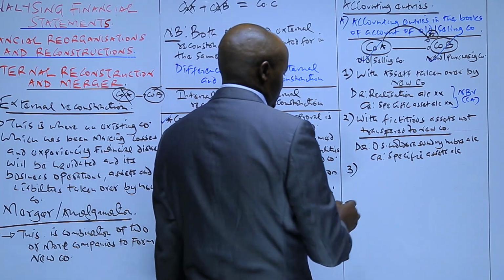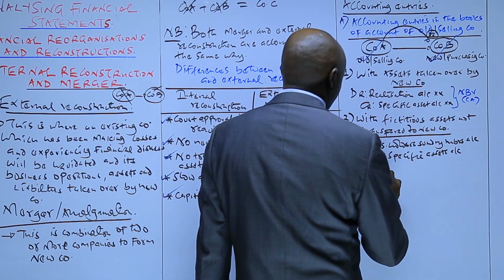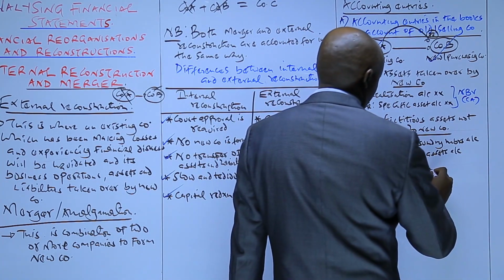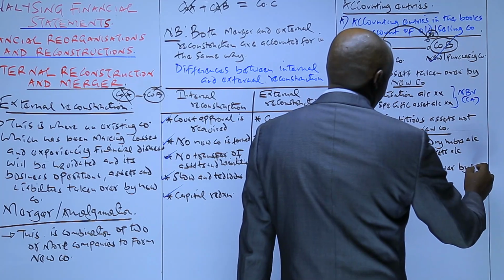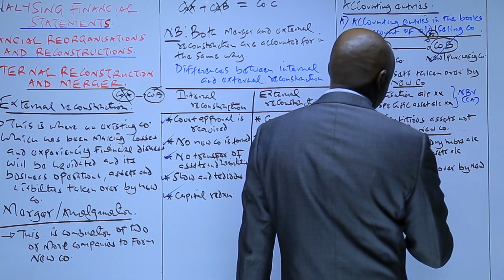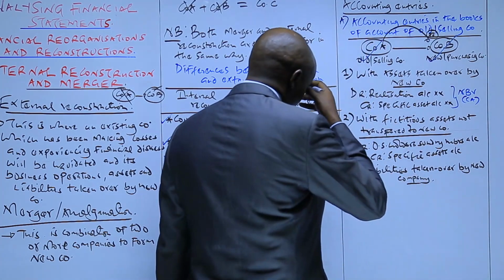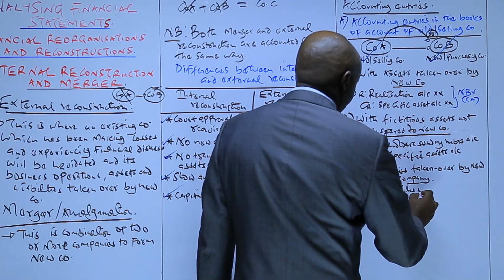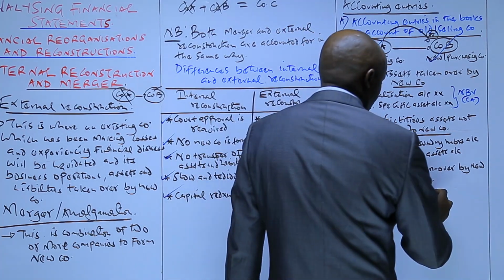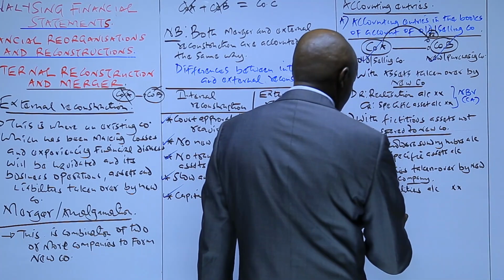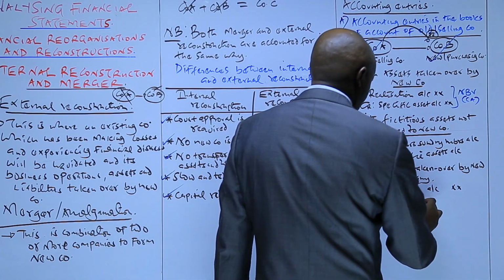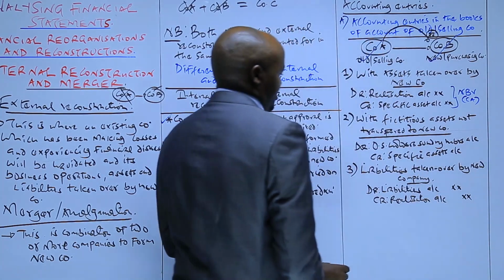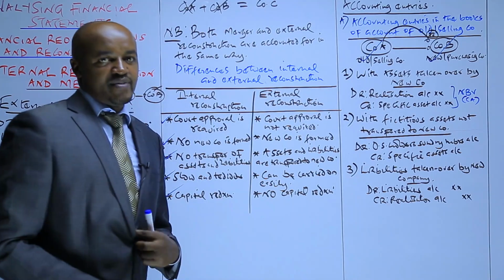And then from there we can now talk of the liabilities. The liabilities taken over by the new company. So how do we account for those particular liabilities taken over by the new company? We debit the specific liabilities account, and then we credit the realization account. That is now to account for the liabilities which are taken over.